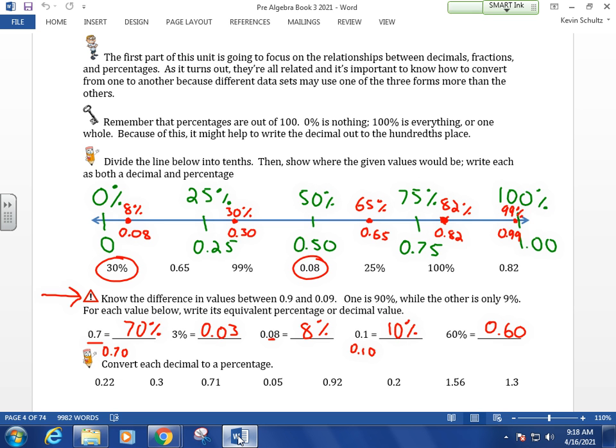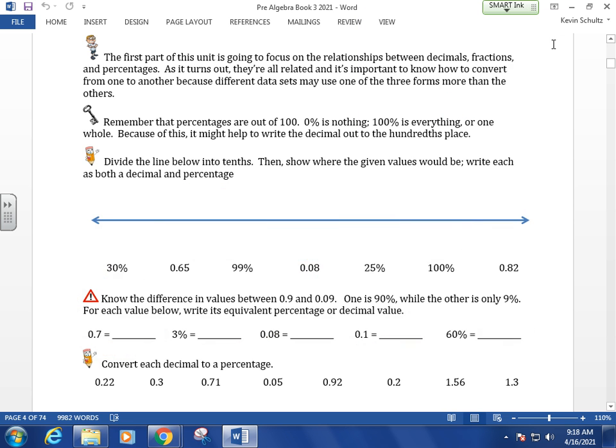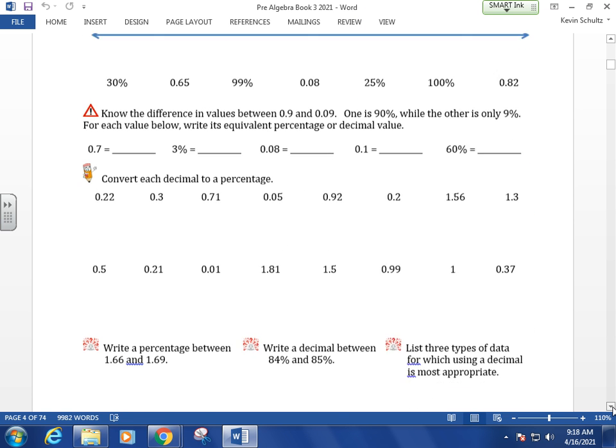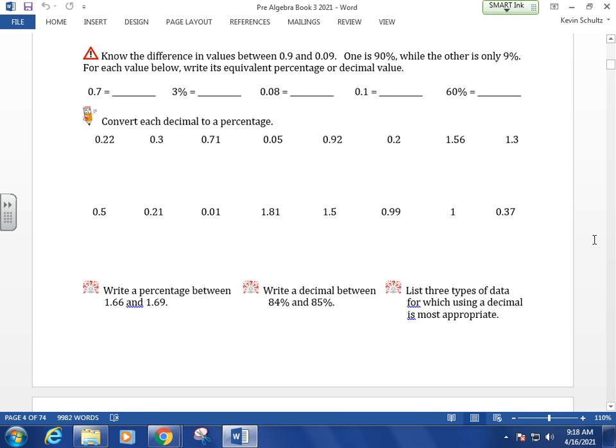Okay. I'm going to give you 5 minutes to work through this page here. I'm going to come around and check off that it is finished before we go on to the next objective.